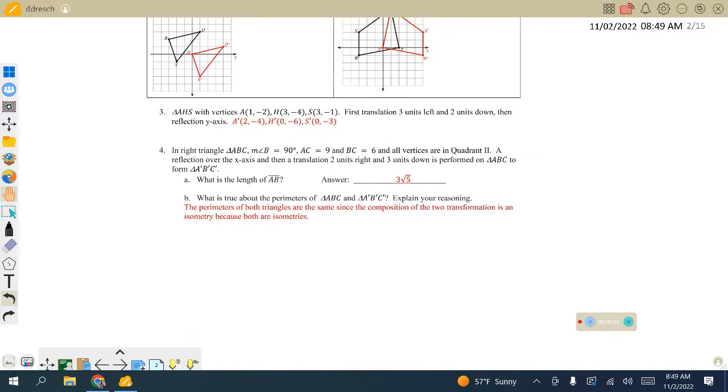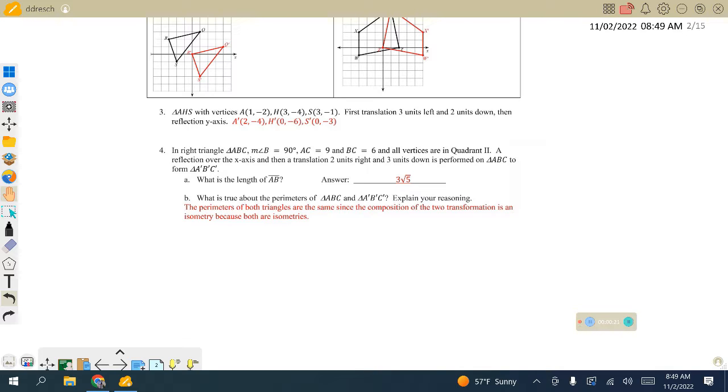Literally just one more step. You're doing a translation, and then they want you to do a reflection. And as we'll see over the course, getting back into our notes, this is what we call a composition. A composition is more than one thing happening. So this is a composition of transformations. So we have a translation and then a reflection.